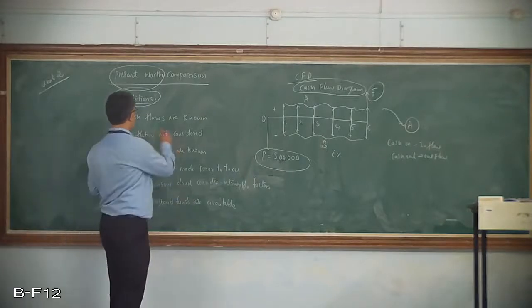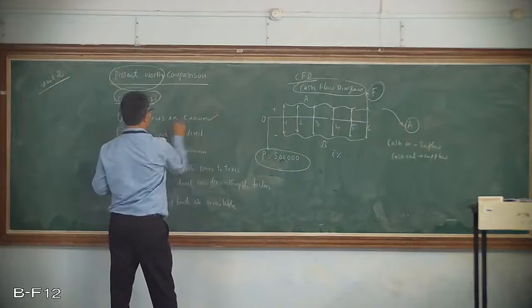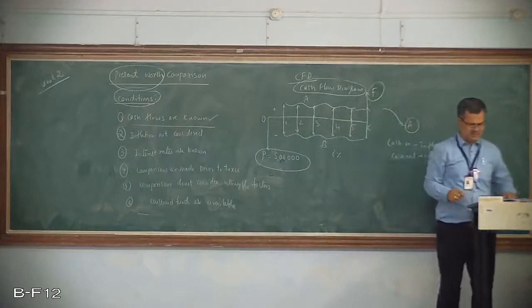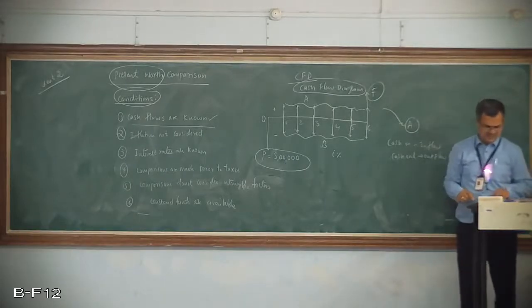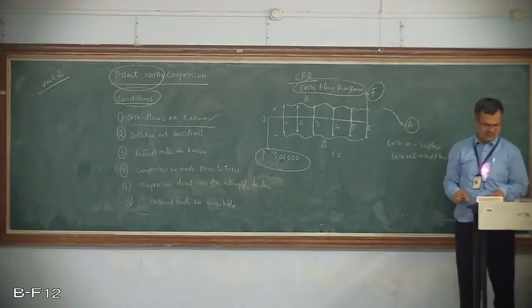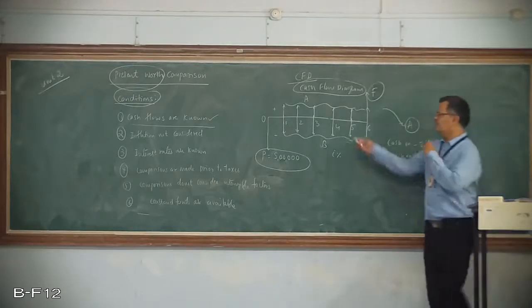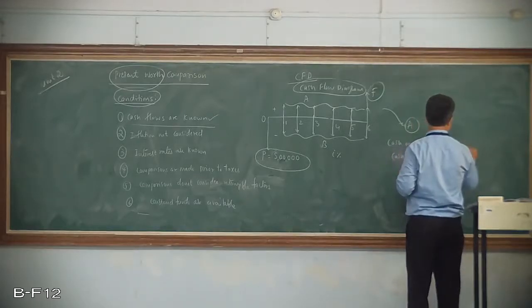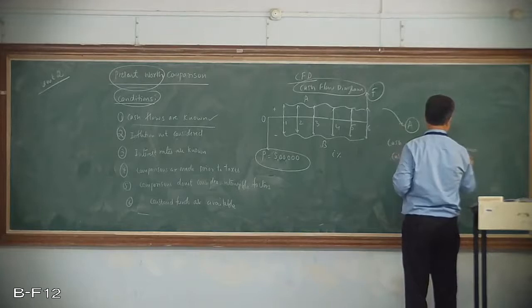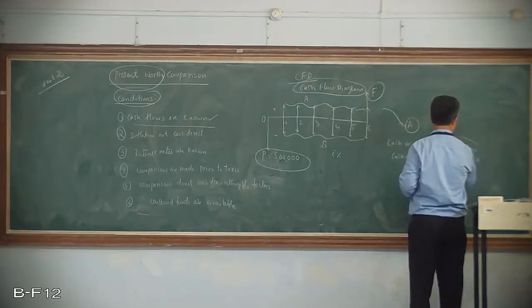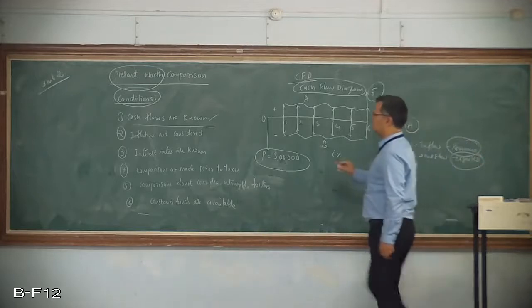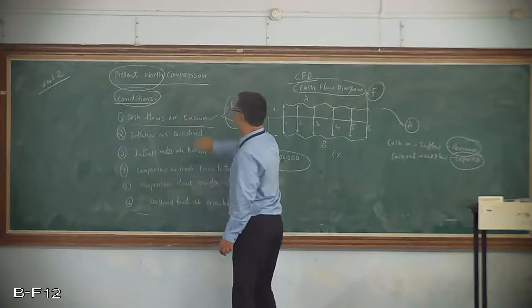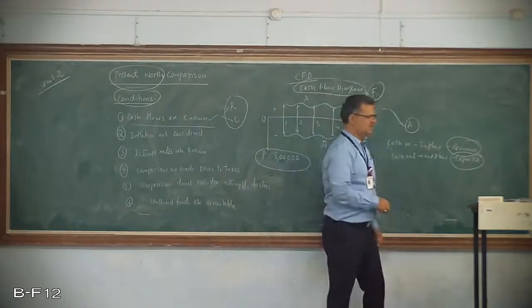In this cash flow diagram, we assume that the cash flows are known. While comparing present worth, we assume that all the estimates of revenues and costs are known. Cash in is nothing but inflows, revenues, and these are the expenses. It is assumed that the revenues and expenses are known in advance. So cash flows are known. This is the first assumption made during comparison of assets.